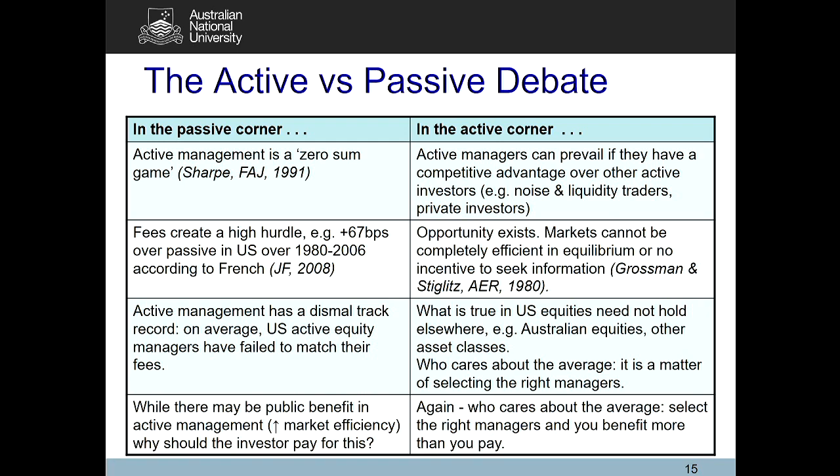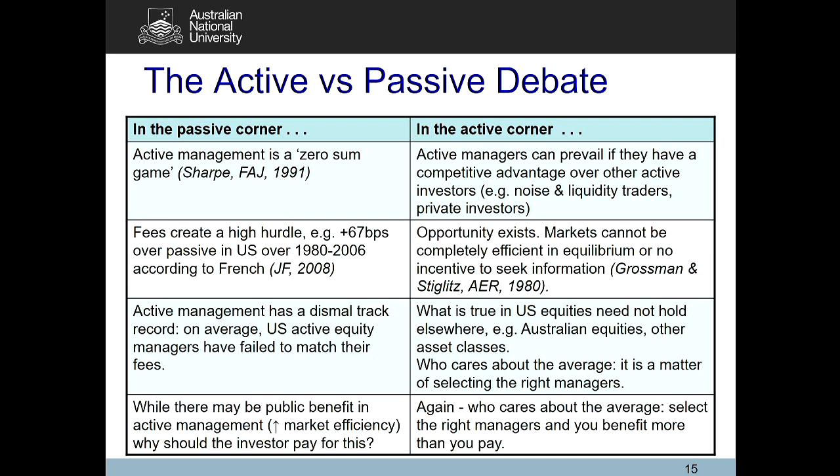And on top of that, investors don't invest in the average manager. It's all about picking a manager that you believe is the right manager. So as long as you pick the skilled managers, it doesn't matter if the average active manager underperforms. The trouble with that is everyone thinks they've got a skilled manager, and everyone can't all be right. So you've still got that average underperformance.